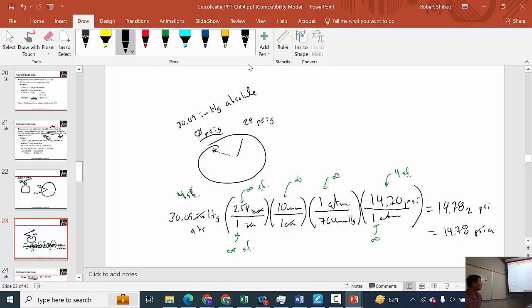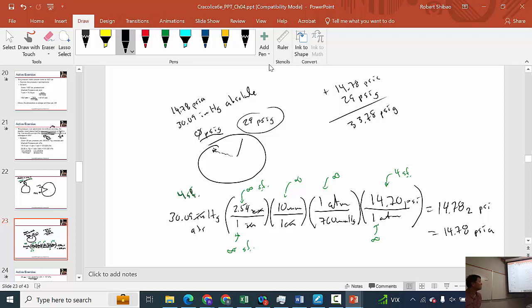And so 0 psi G is equivalent to 14.78 psi A. Okay? And so that means we're offset. And so what I have to do is I have to take 29 psi G plus, what is the offset? 14.78 psi A. And so altogether I'm going to have 33.78 psi G.